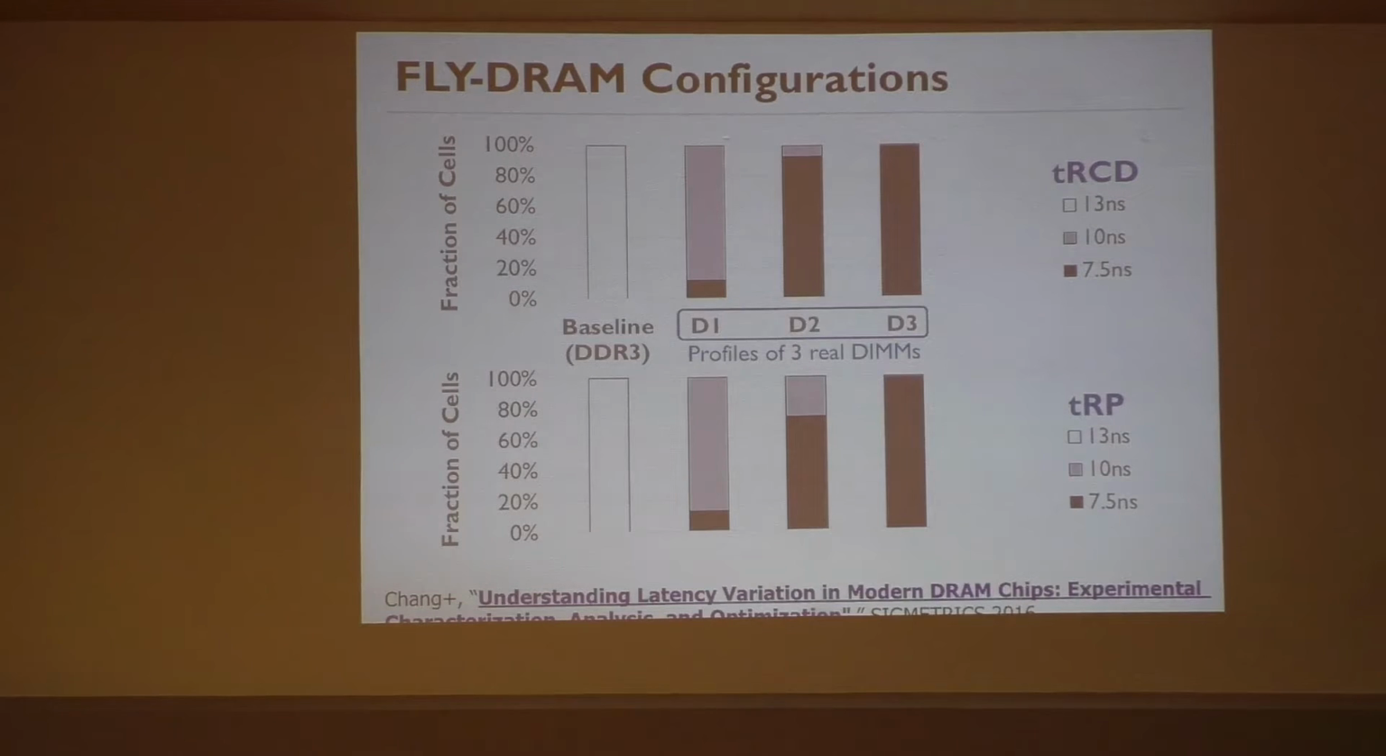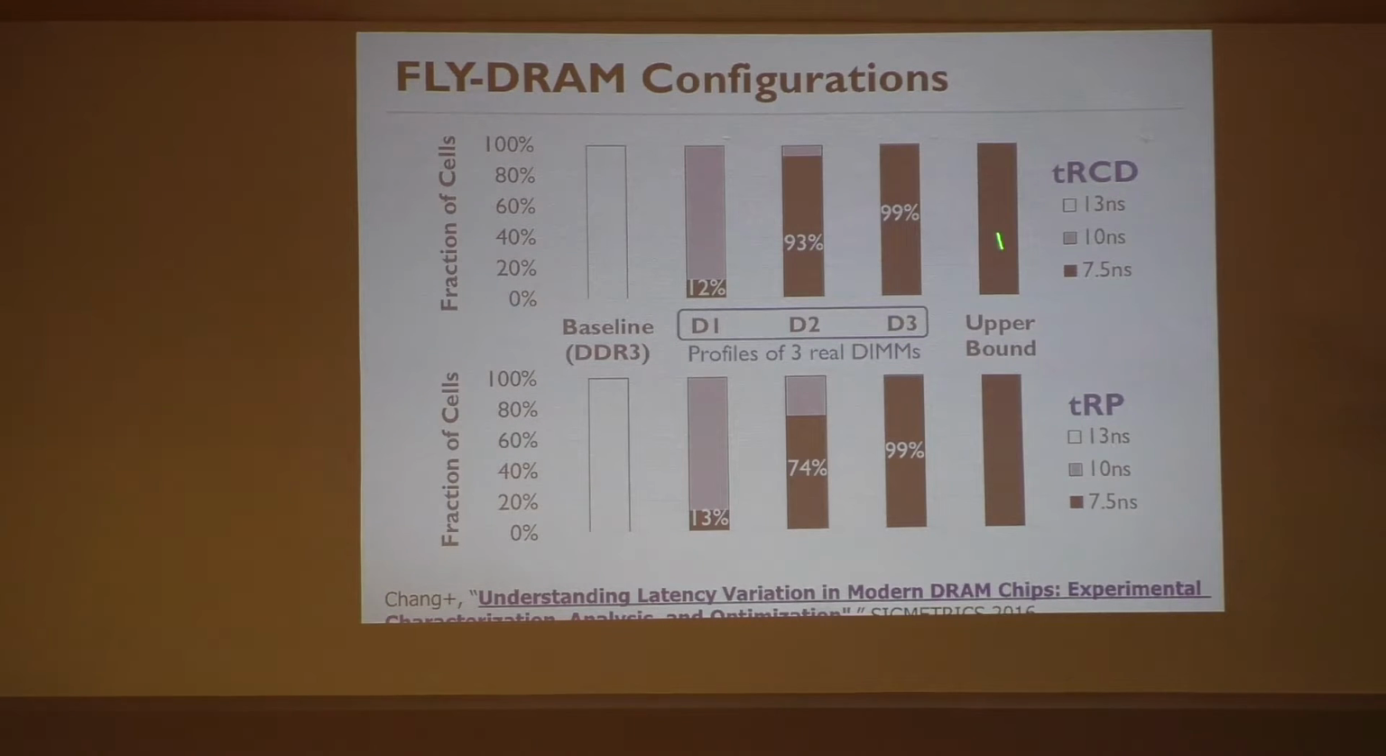And you can see that these are actually profiles of three real DIMMs that we found out using our infrastructure. So this DIMM is actually very strong. If you reduce the activation latencies to 7.5 nanoseconds, 99% of the cells work correctly. For less than 1% of the cells, you need to reduce it to 10 nanoseconds, and you really don't need 13 nanoseconds, which is the standard latency for any of the cells. This DIMM is less strong. The DIMM is even less strong, as you can see. Basically, there's a distribution of reliable operating latency across different cells in a DRAM chip, and you can exploit that to reduce latency by adapting the latency parameters to the cells. It's very similar to refresh rate adaptation to different retention times across cells, right?